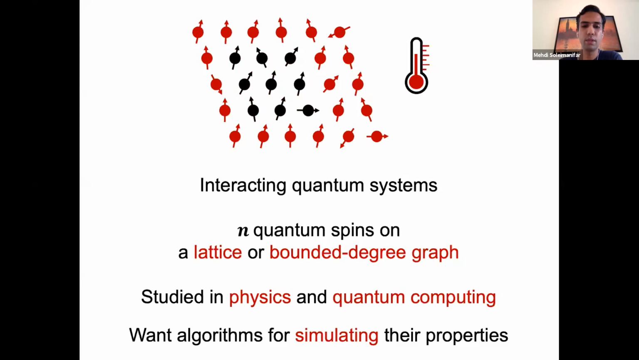So in physics and quantum computing, this is a central problem. We would like to understand the properties of the systems. And in particular, we want approximation algorithms that, given the description of where these spins are and how they interact with each other, estimate certain properties of them. The typical thing that we would like to know about these systems is their partition function. And in the rest of the talk, I'll tell you ways that you can look at these systems from the lens of computational complexity and approximation algorithms.